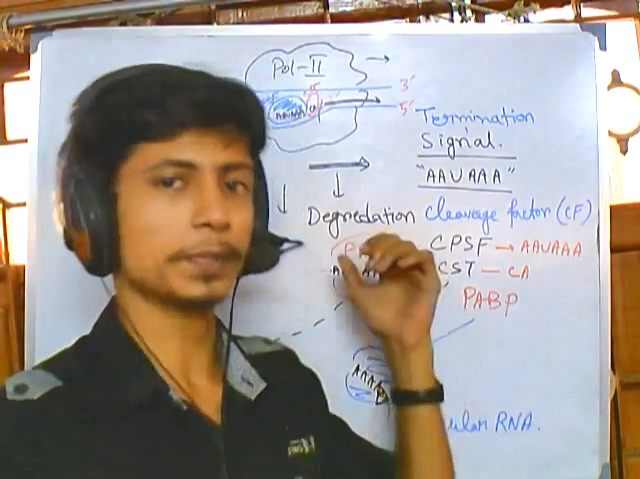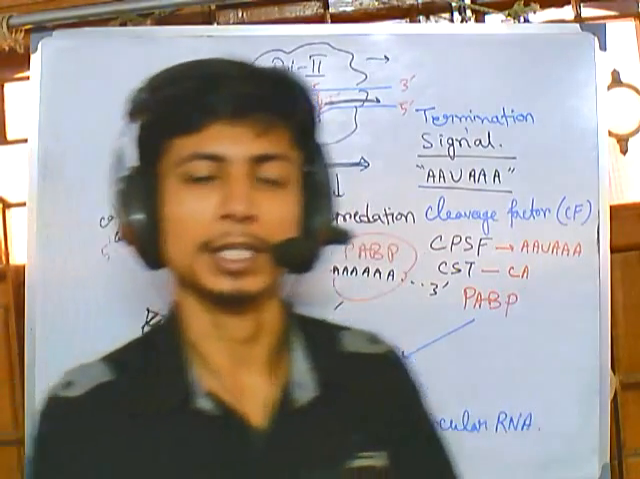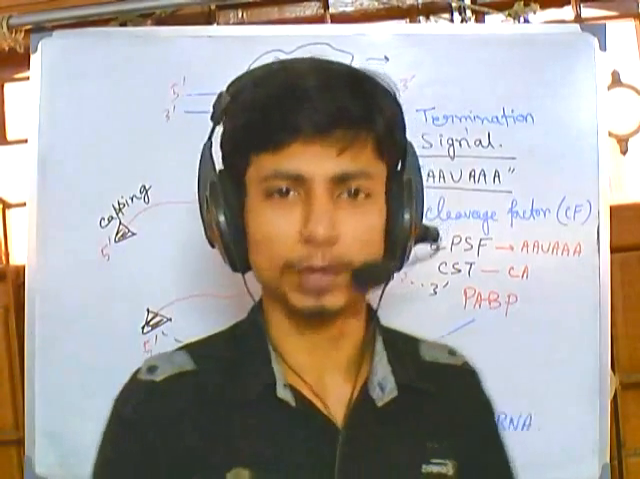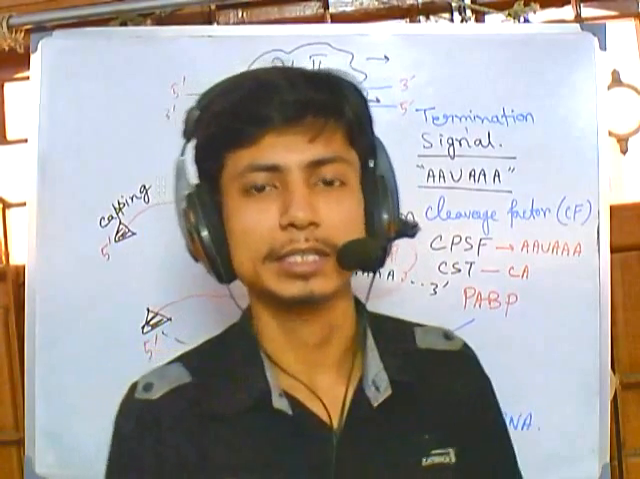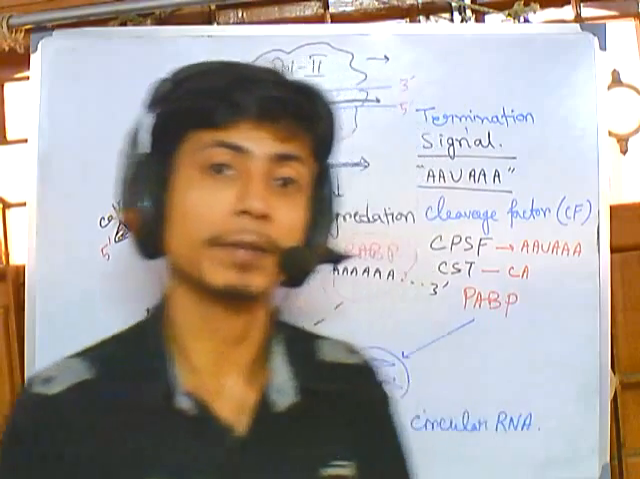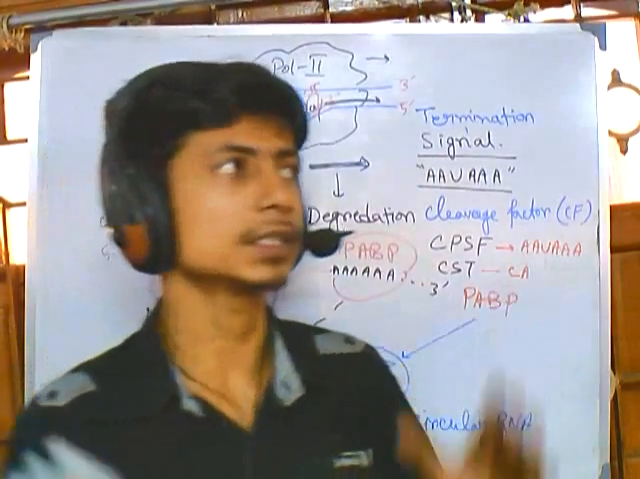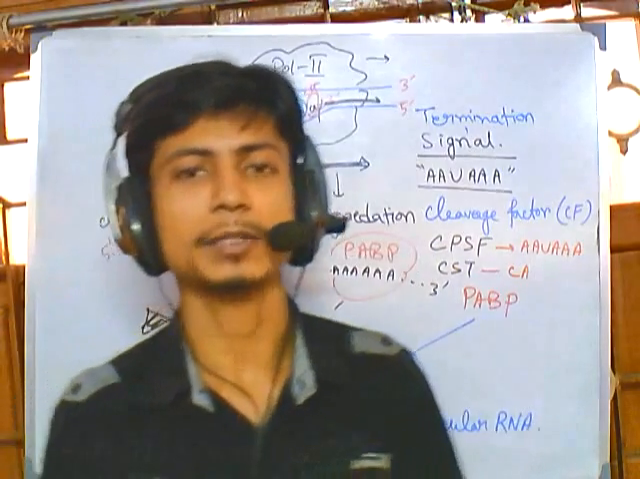termination. No rho dependence, no rho independence, simple utilization of some factors again. So a lot of proteins are involved in a simple game. If it is played by a prokaryote, then it will involve small proteins, a fewer amount of proteins. If it is played by eukaryotes, it will involve an enormous number of proteins. That's the difference between a prokaryotic system and a eukaryotic system.